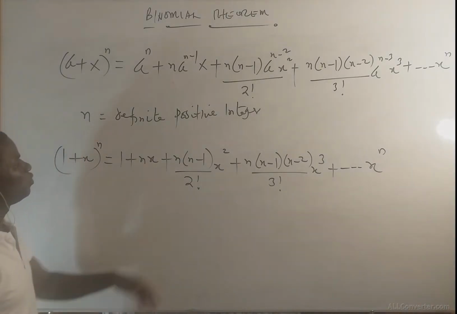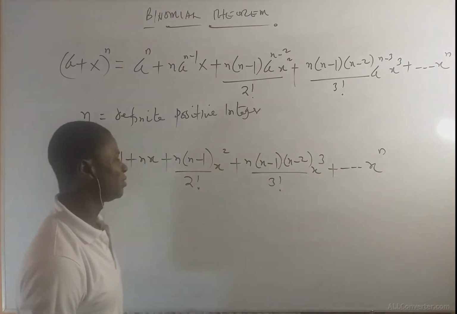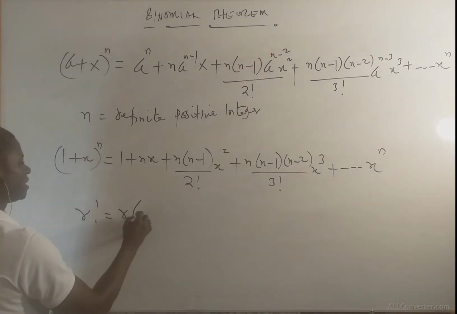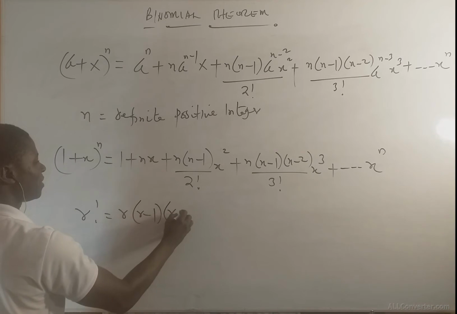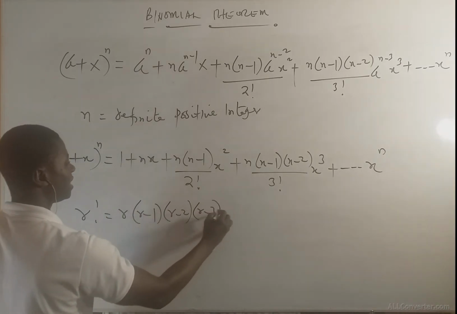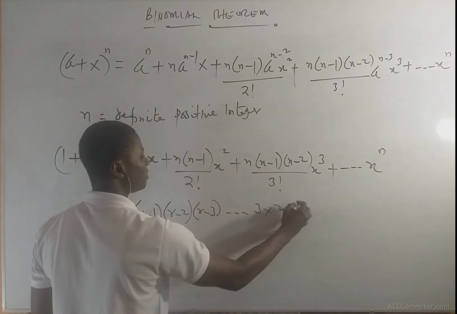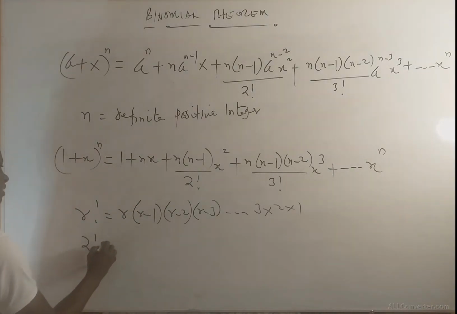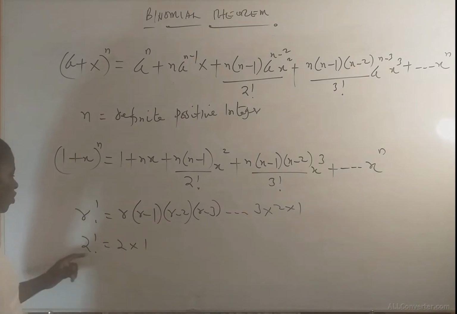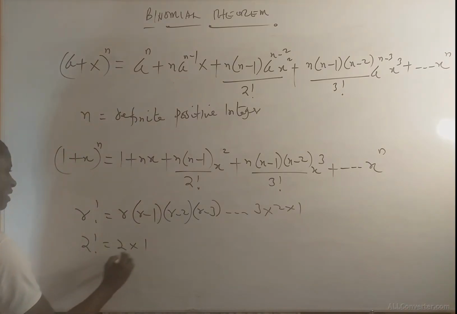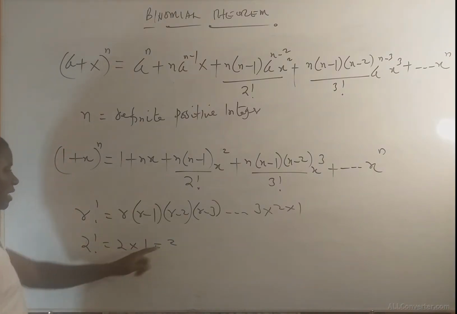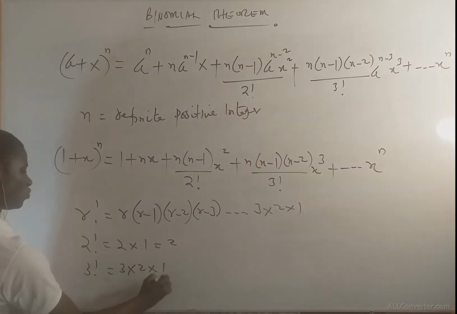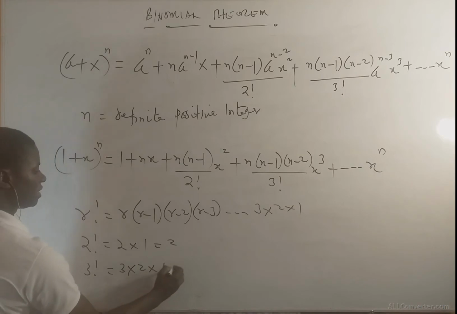Now, with the 2 factorial, 3 factorial thing you are talking about, in general, when we say r factorial, this is r times (r-1) times (r-2) times (r-3), up to 3 times 2 times 1. What do we mean by this? This is very simple. When we say 2 factorial, it's the same as 2 times 1. You multiply from the number until you get to 1. And 2 times 1 is 2. So 2 factorial is 2. When we say 3 factorial, this is 3 times 2 times 1. 3 times 2 is 6. 6 times 1 is 6.